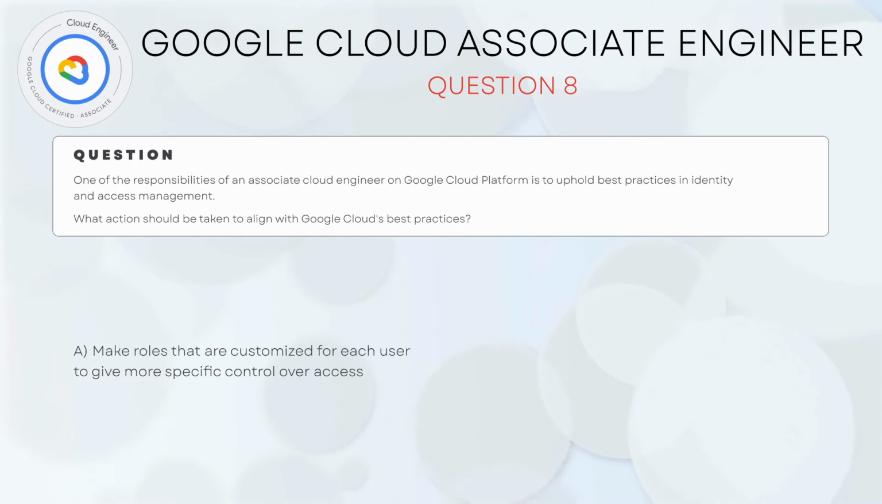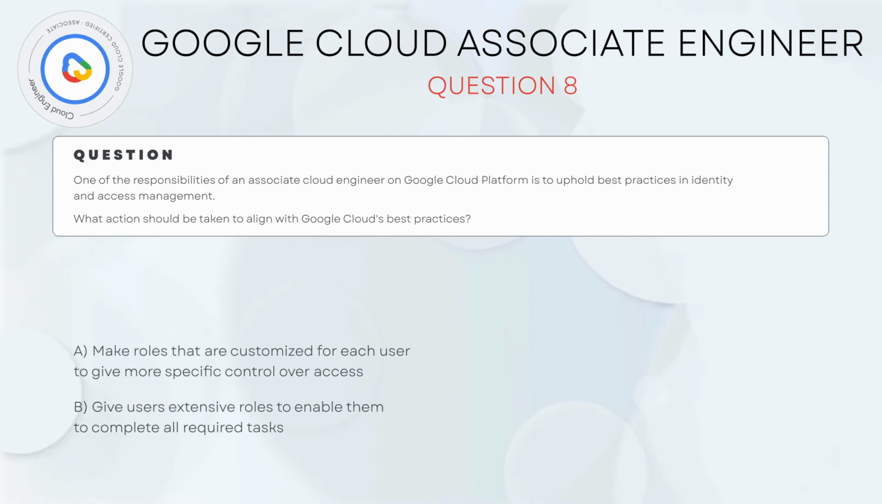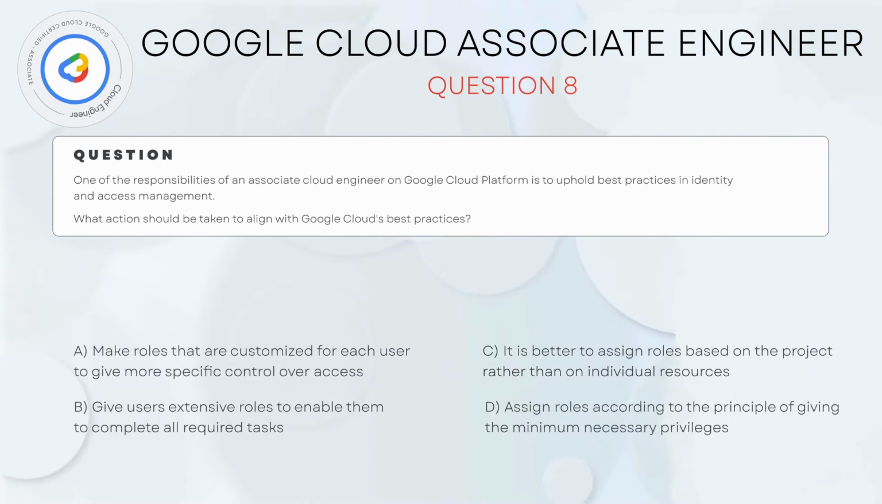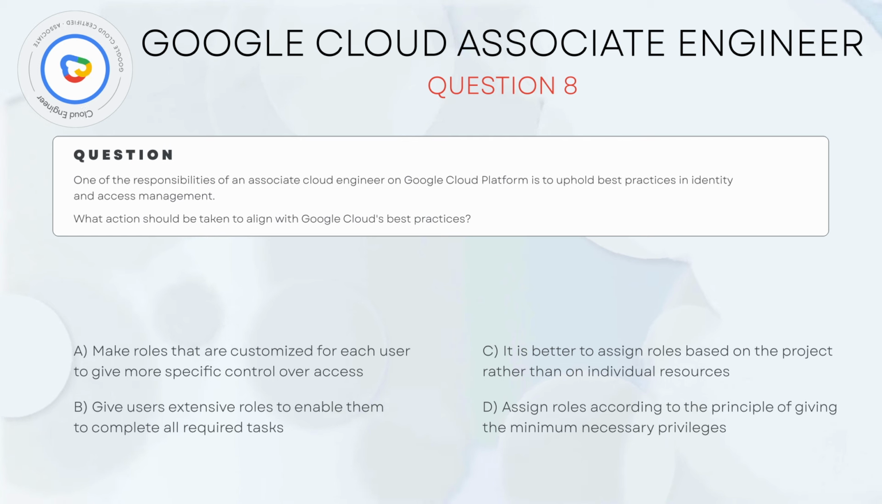A. Make roles that are customized for each user to give more specific control over access. B. Give users extensive roles to enable them to complete all required tasks. C. It is better to assign roles based on the project rather than on individual resources. D. Assign roles according to the principle of giving the minimum necessary privileges.